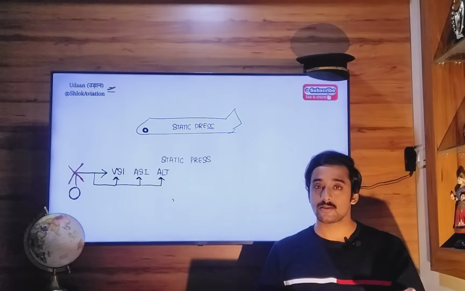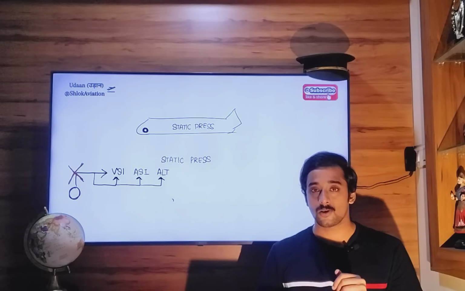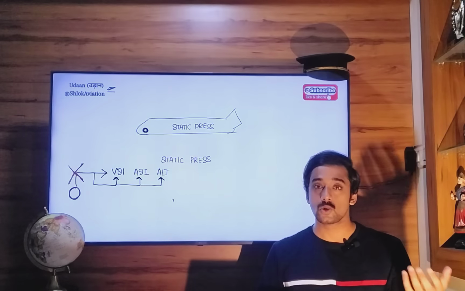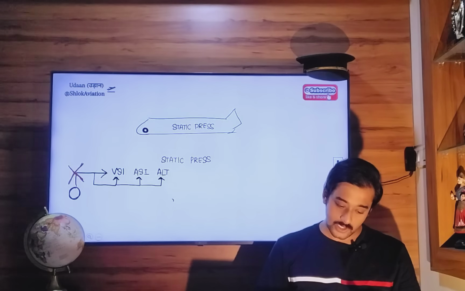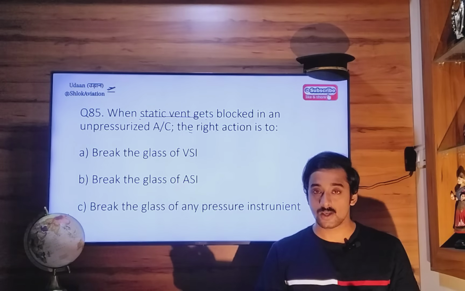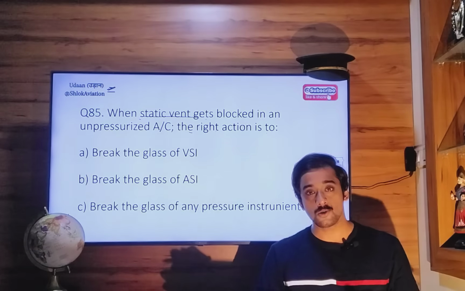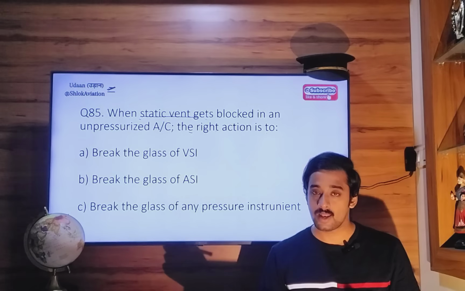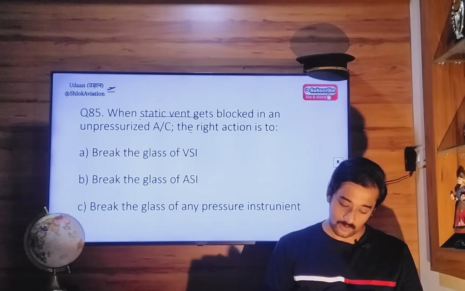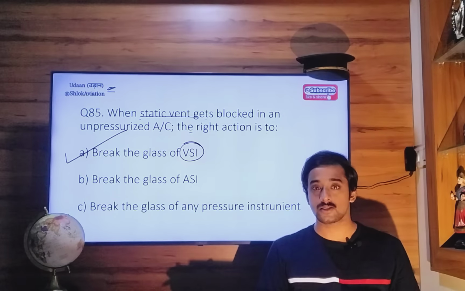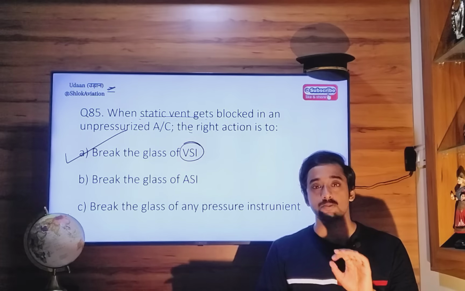So we must make some alternative provision for static pressure. We must look for some other way, we must look for a solution. If your static port or static vent is blocked, the next course of action will be to make use of the alternate static source. If the alternate static source is not available, you will break the glass of your vertical speed indicator, the front glass.